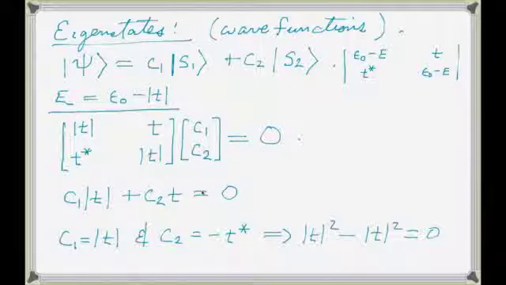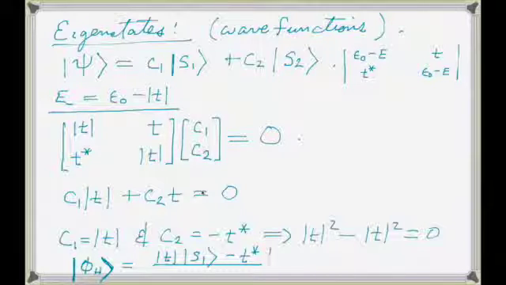Okay, and so then I'll have a wave function solution. What do I want to call this guy? I'll call it H for the HOMO. That'd be my highest occupied molecular orbital. Phi H would be magnitude of t times S1 minus t star S2 all over root 2 magnitude of t, because it has to be normalized.